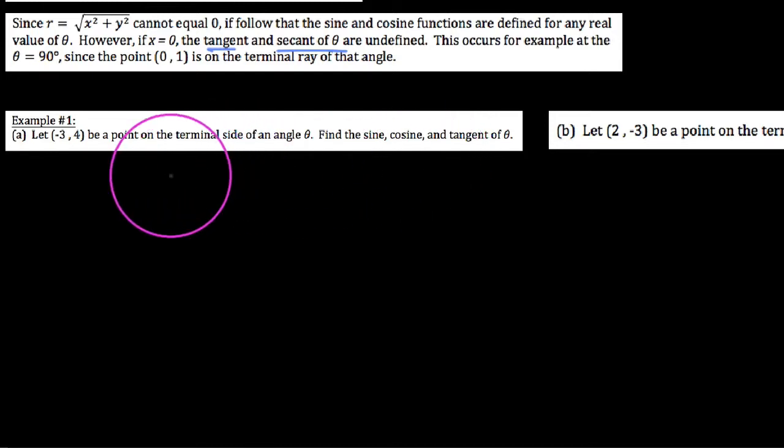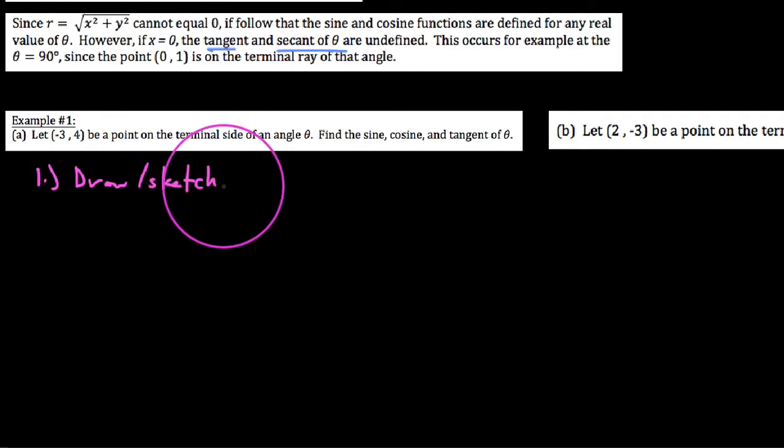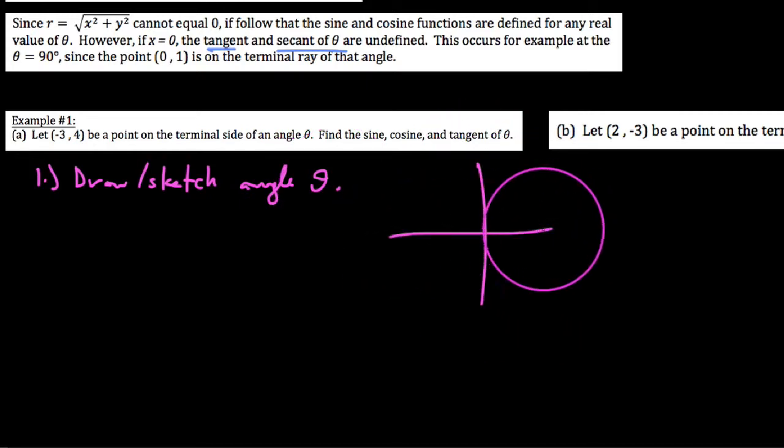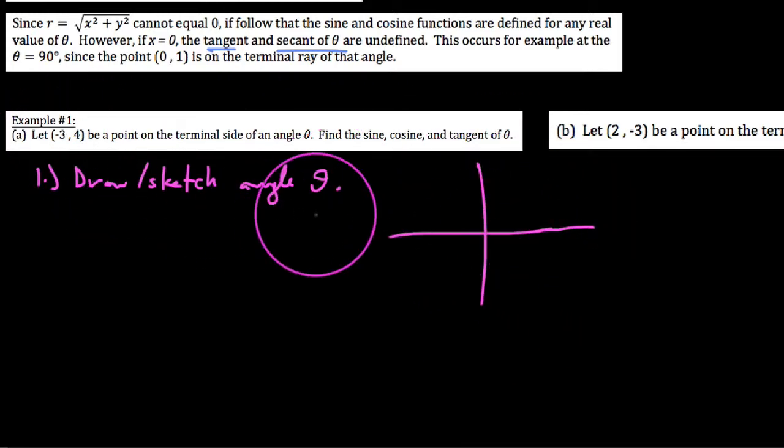Okay, so rule number one is this: draw or sketch a picture. So sketch the angle theta. So I'm going to do that first of all. As a matter of fact, what we've been told is this, and if I had graph paper, it would look a little bit better, but we say -3, 4. So we go left 3, up 4, 1, 2, 3, 4. We know that this point is on the terminal side of our angle.